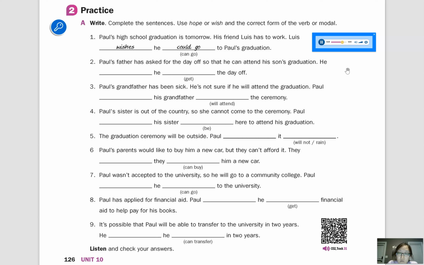8. Paul has applied for financial aid. Paul hopes he gets financial aid to help pay for his books. 9. It's possible that Paul will be able to transfer to the university in 2 years. He hopes he can transfer in 2 years. Okay.